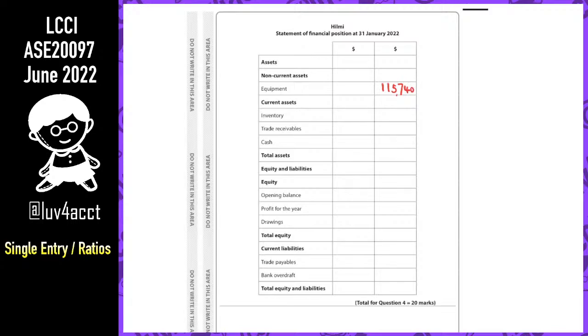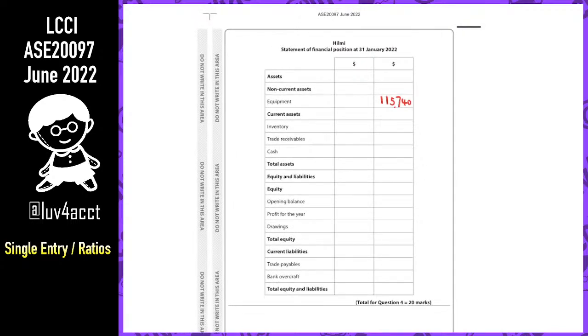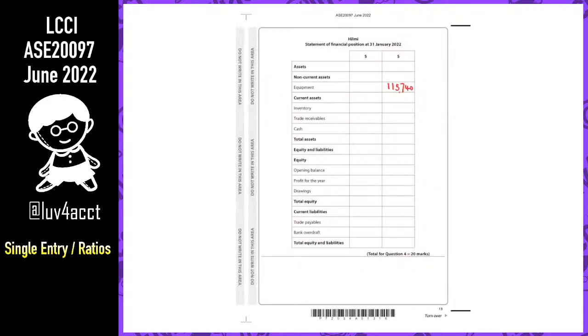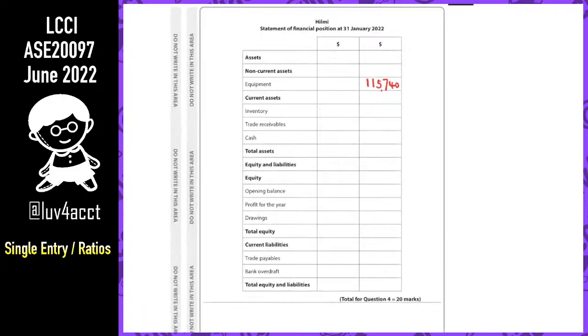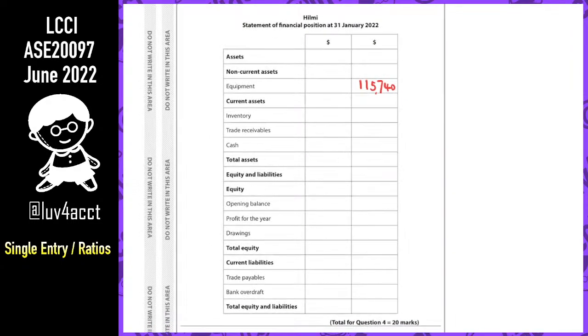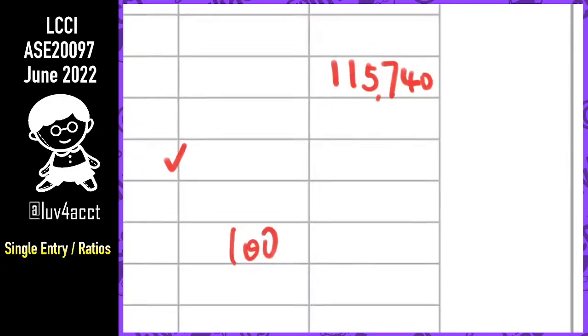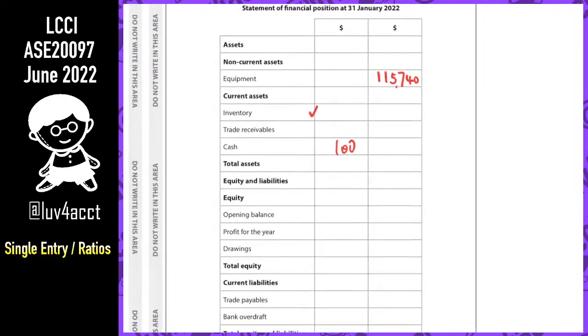115,740. Okay, so the remaining items, how many marks here? 12 marks. Why is it worth 12 marks? So let us discuss a little bit before we fill in the figures. Inventory, we have it already. Cash, you are given that it is 100. Closing inventory, let me also fill in.